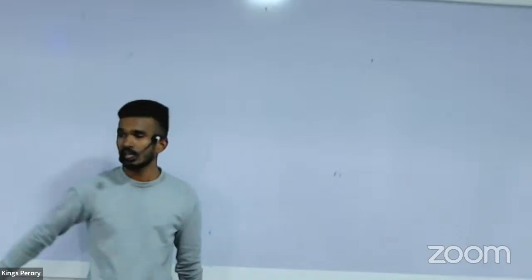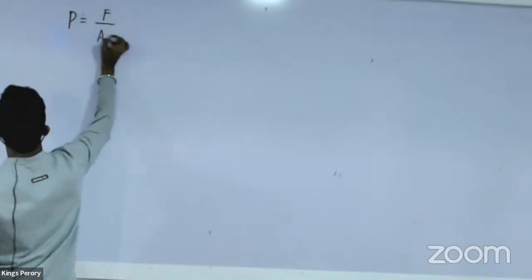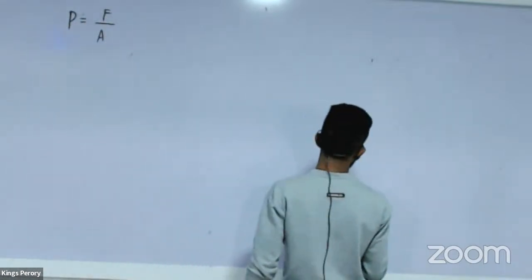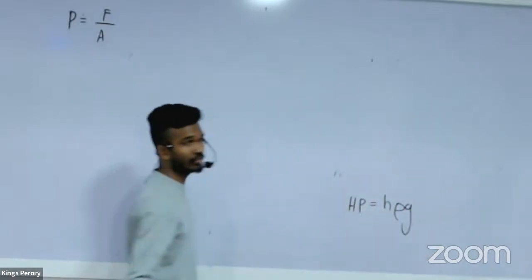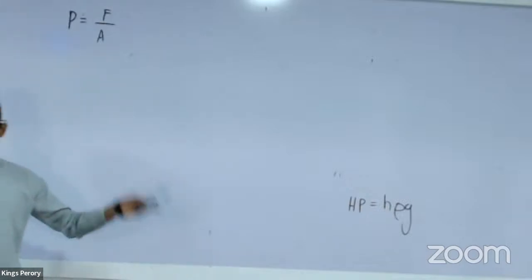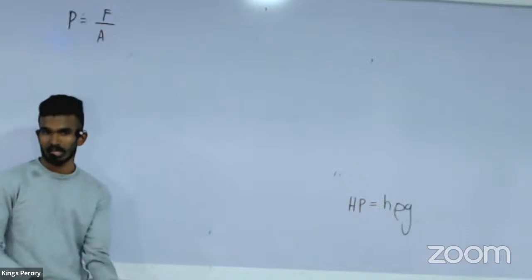Then you will tell me, sir, normal pressure equation is force divided by area. Hydrostatic pressure equation is totally different. No? H rho G. No? How come they have two different equations? Both are the same now. Both should have the same equation. No? How come they are two different equations?